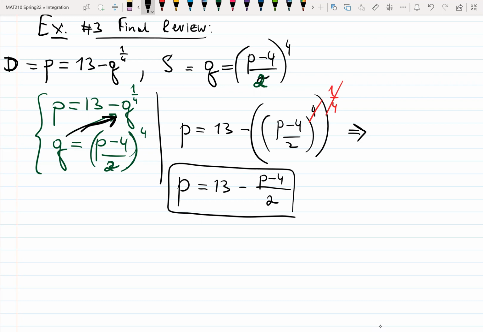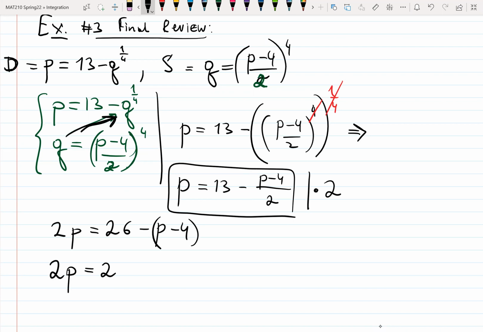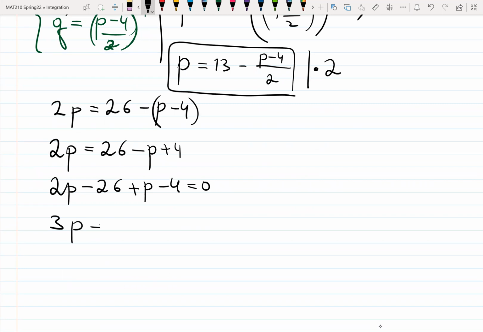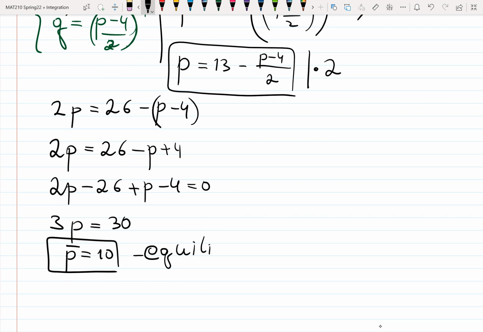Actually, the solution in the review is really detailed. I'm very impressed. Someone put effort into typing it in. There are several ways to solve it. Maybe you multiply everything by 2 if you don't like fractions. 2P is 26 minus (P minus 4), but put parentheses. 2P equals 26 minus P plus 4. 2P minus 26 plus P minus 4 equals 0. Solve for P: 3P equals 30. Nice. P is 10, and that is P bar. That's called equilibrium price.